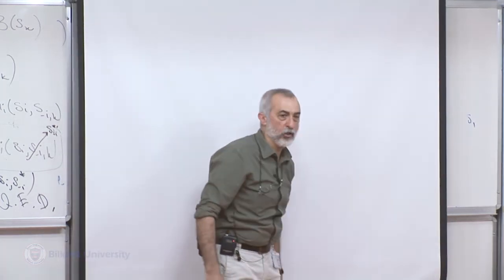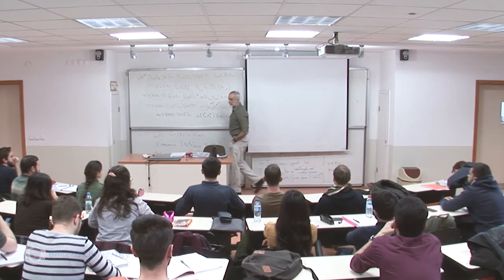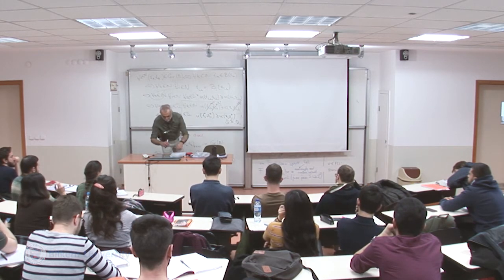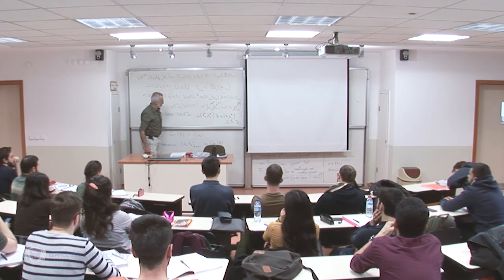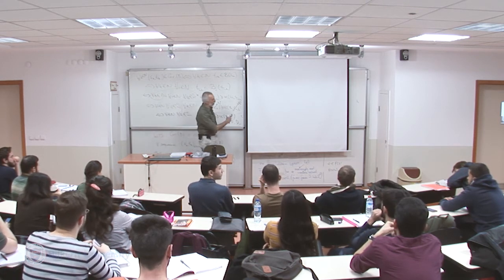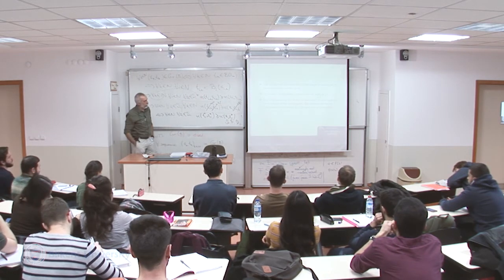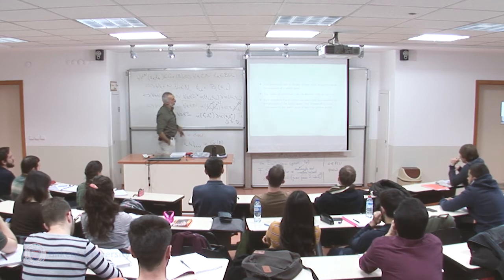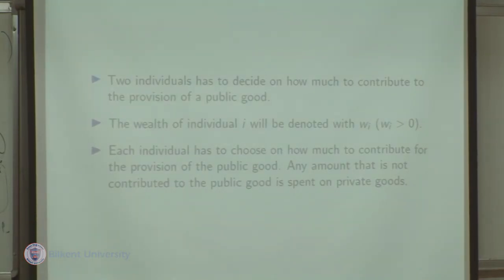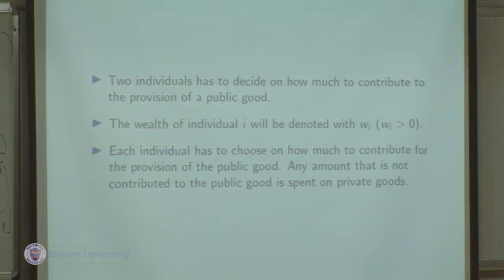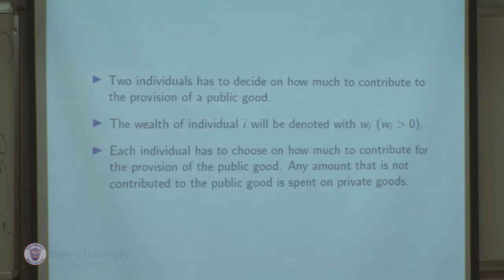So the game that we're going to consider is contributing to a public good. Because of my handwriting, I didn't want to write the story, so I have a short PDF file which gives us the story. So the game is contributing to a public good. Provision of a public good game. That's also how it's named in the literature. So we have two individuals who have to decide on how much to contribute to the provision, to the production of a public good. Okay?